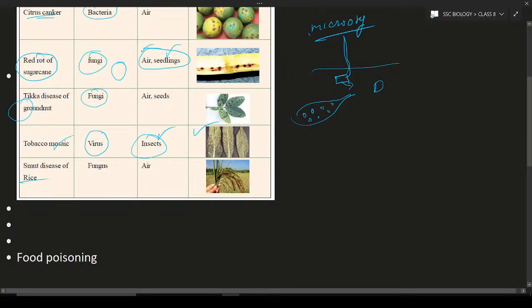Next is smut disease of rice. This disease is caused mainly by a fungus. Okay, the fungus is going to cause such kind of disease in a rice plant. Such kind of fungus is carried away by the wind. It means the wind is helping the fungus to transfer from one plant to another plant. Okay.